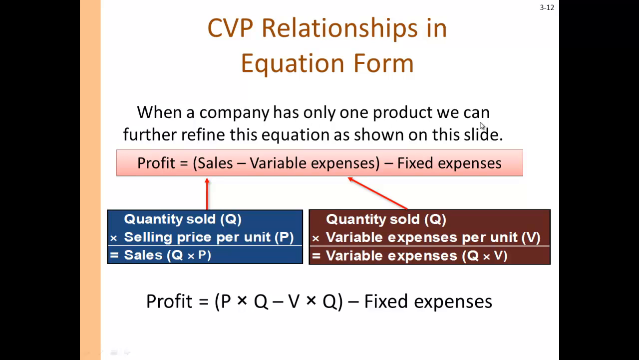When a company only has one product, we can further define the equation as below. Quantity sold times selling price equals sales. Quantity sold times variable expense per unit equals variable expense. So therefore, profit equals P times Q minus V times Q minus fixed expense. Basically, we're showing you multiple ways to solve the same problem because sometimes you don't have all the information. But just notice, we're solving the same problem. What is profit here? And we're just setting it up different ways.